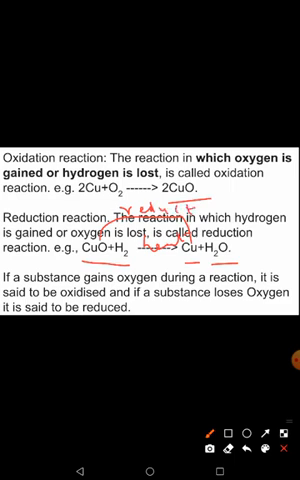Now this hydrogen has gained oxygen. So when there is gaining of oxygen, you call it oxidation. So in this portion, oxygen is lost. So that type of reaction is also said to be a reduction reaction. Gaining of hydrogen or loss of oxygen. That is for reduction reaction. When oxidation and reduction take place simultaneously, you call it a redox reaction. So this can be given as an example of redox reaction even.